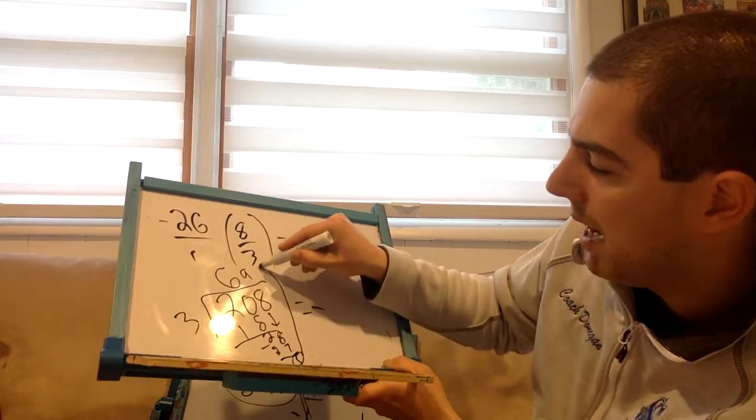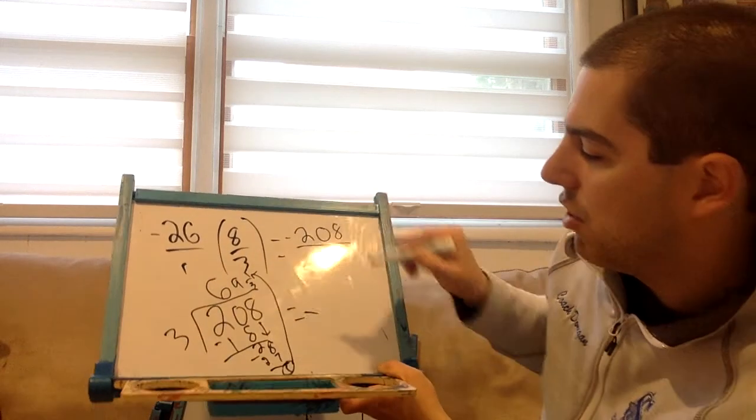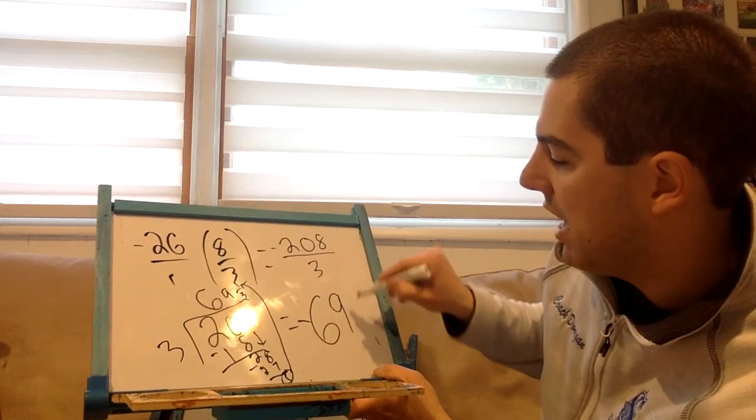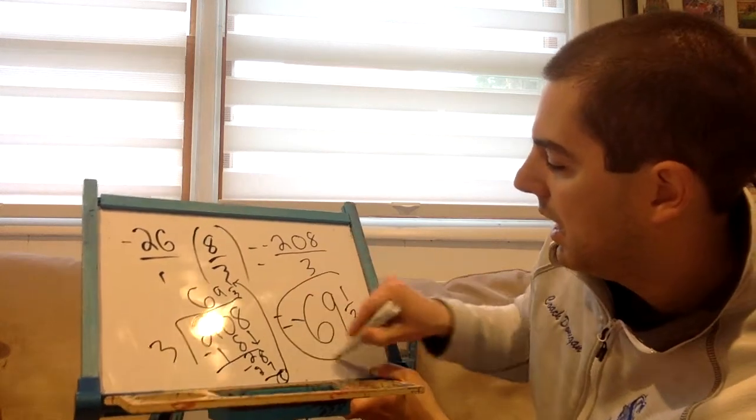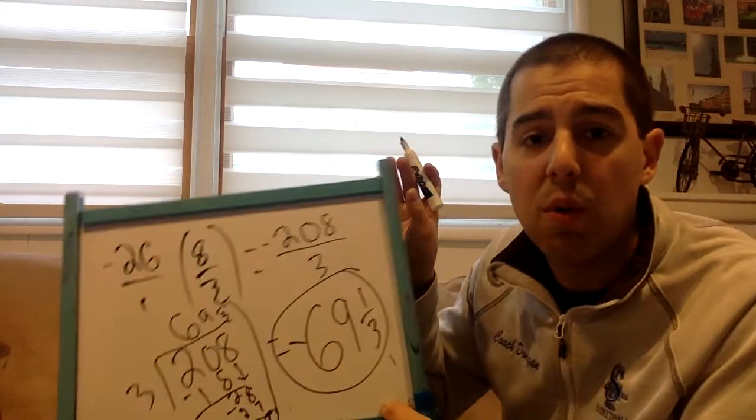What do we do with your remainder? You bring it up, it's your numerator, and your denominator is the same. So the final answer to this problem is -69 1/3.